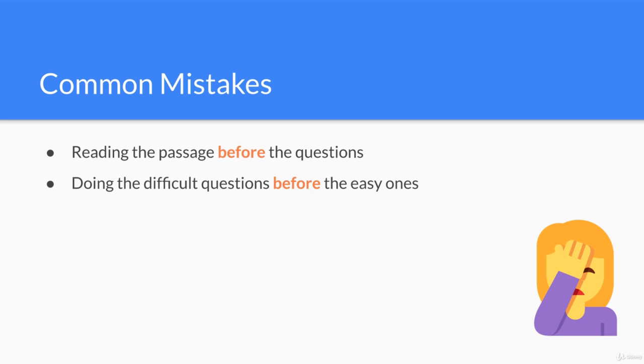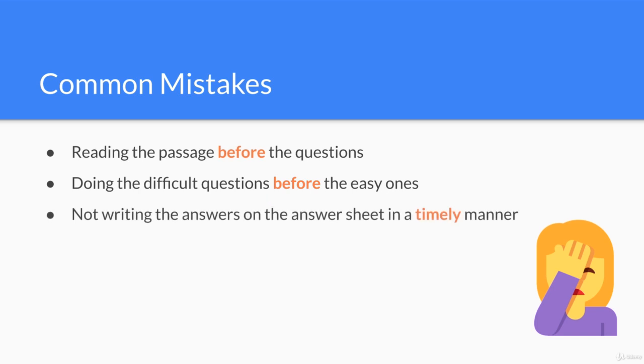On the IELTS exam, on the reading part, you only have 1 hour, so you have to be very careful about how you spend that time. So do the easy ones first, because the easy questions are worth the same number of points as the difficult ones. They are both worth exactly 1 point. So do the easy ones first and not the difficult ones first.